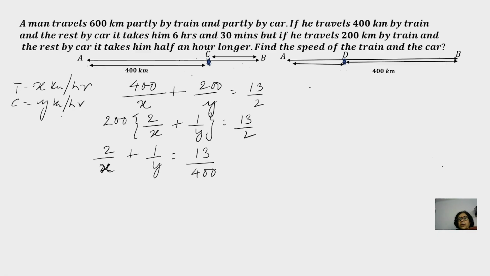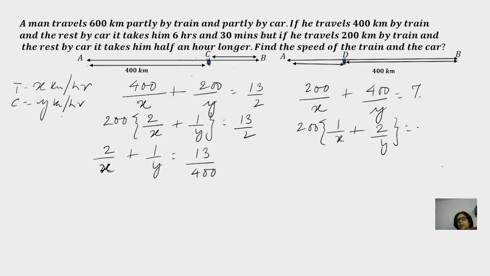The second equation, in a similar pattern: the first part of the journey is by train, 200 by x, plus 400 by y is equal to, he takes half an hour longer. That means 6.5 plus half, that is 7 hours. So this becomes 7. Take out 200 common, so you are left with 1 by x plus 2 by y is equal to 7. Divide both the sides by 200. So the second equation is 1 by x plus 2 by y is equal to 7 by 200.